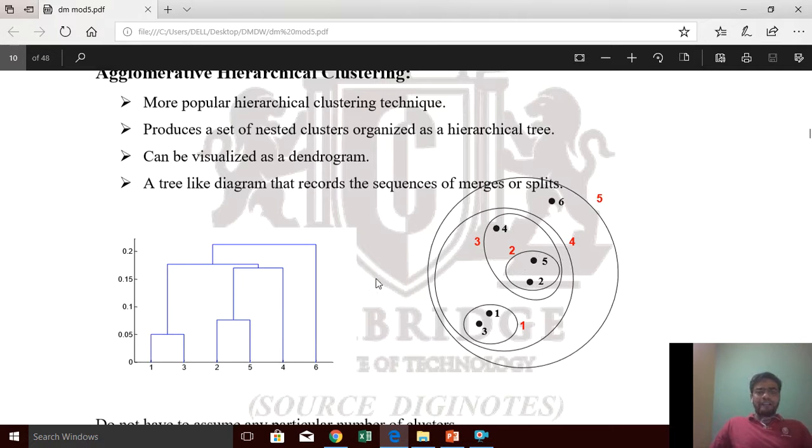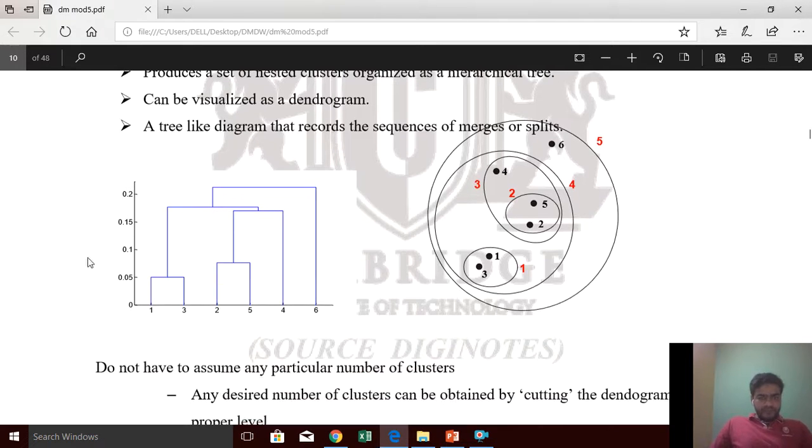This can also be represented as a dendrogram. So this is cluster 1, which is 1, 3, and cluster 2 is 2, 5. Then cluster 3 is 2, 4, then cluster 4, and then cluster 5 is 6. Okay, so this can also be represented as a dendrogram.